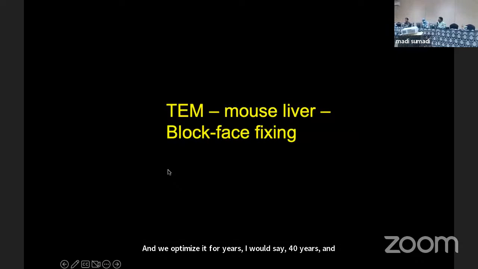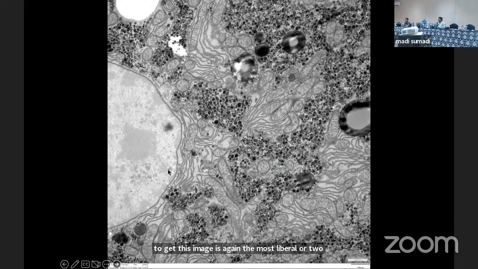This is again the mouse liver, but with a different fixation. You see now, and this is not edited by any Photoshop. It is a real image. That is what you see, very clear, beautiful, all cell structures. Block fixation technique, where you fix it. You can see beautifully a very nice nucleus.